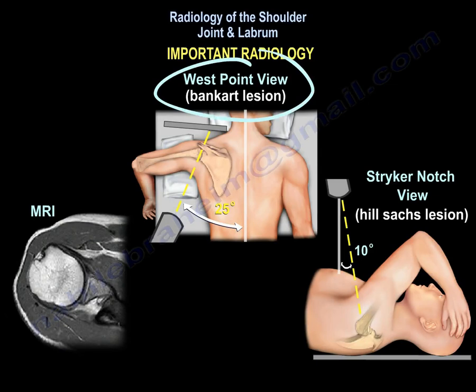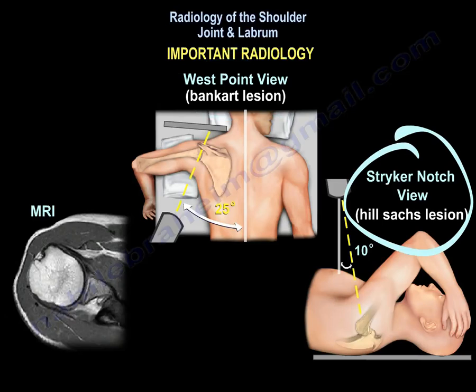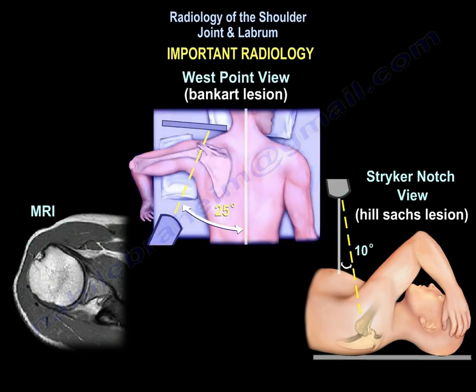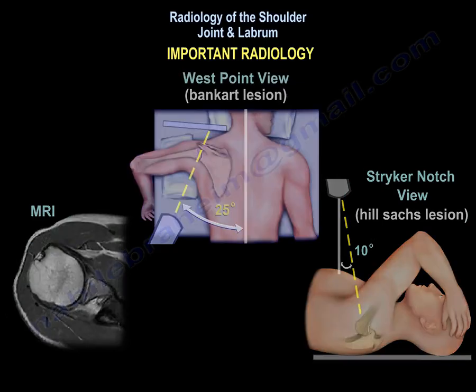The West Point view will show you the Bankart lesion. The Stryker notch view will show you the Hill-Sachs lesion. And then you have the MRI. So the West Point view will show you the Bankart lesion.